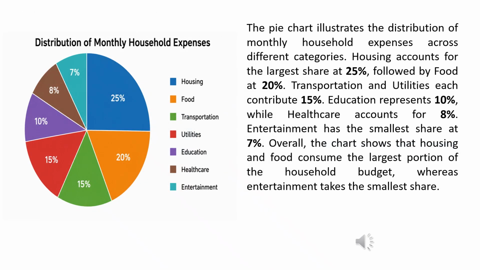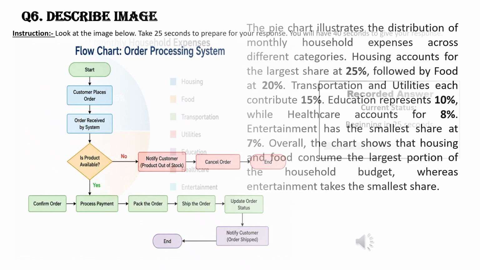The pie chart illustrates the distribution of monthly household expenses across different categories. Housing accounts for the largest share at 25%, followed by food at 20%. Transportation and utilities each contribute 15%. Education represents 10%, while healthcare accounts for 8%. Entertainment has the smallest share at 7%. Overall, the chart shows that housing and food consume the largest portion of the household budget, whereas entertainment takes the smallest share.